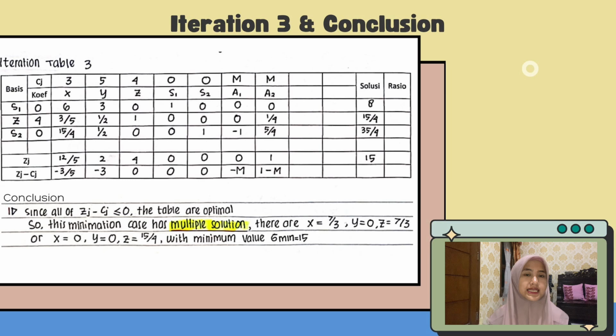So the conclusion is, since all of ZG minus CG are less than or equal to 0, the tables are optimal. So this minimization case has multiple solutions. There are x equal to 7/3, y equal to 0, z equal to 7/3, or x equal to 0, y equal to 0, and z equal to 15/4, where the minimum value g min equal to 15.